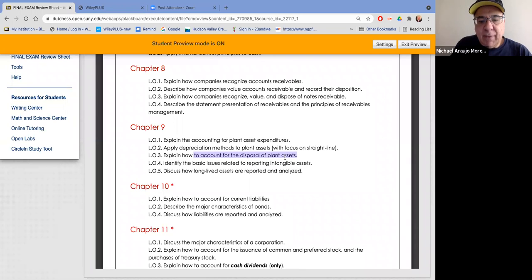That's important. We also looked at some very interesting aspects of intangible assets. You basically need to know the differences, more definitions, the differences between a patent and a copyright and a trademark and goodwill. It's more definition based, right? So that's something that's going to be on here.